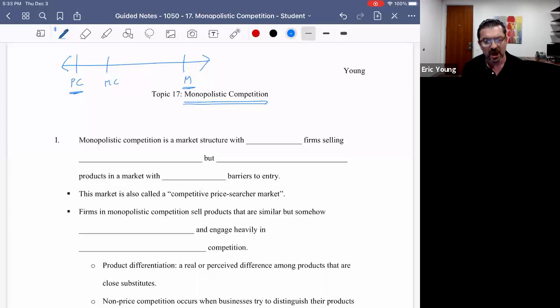All right, so let's jump in and begin as always with some definitions, some assumptions, some characteristics. So what is monopolistic competition? Well, monopolistic competition is a market structure, and in this market structure, you have many firms selling similar but differentiated products.